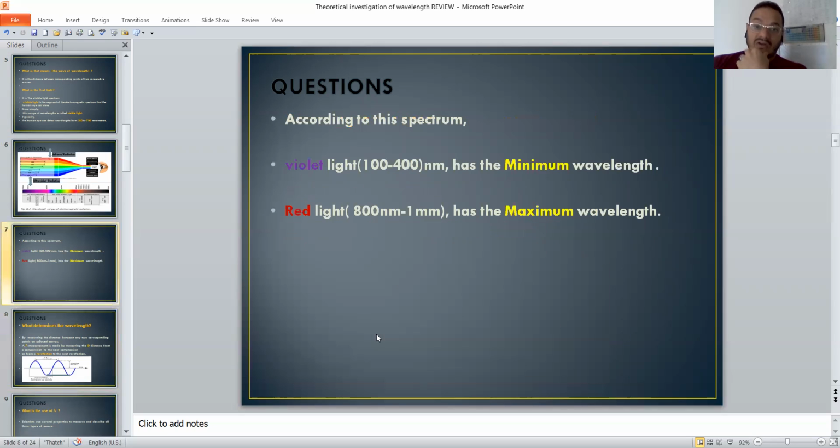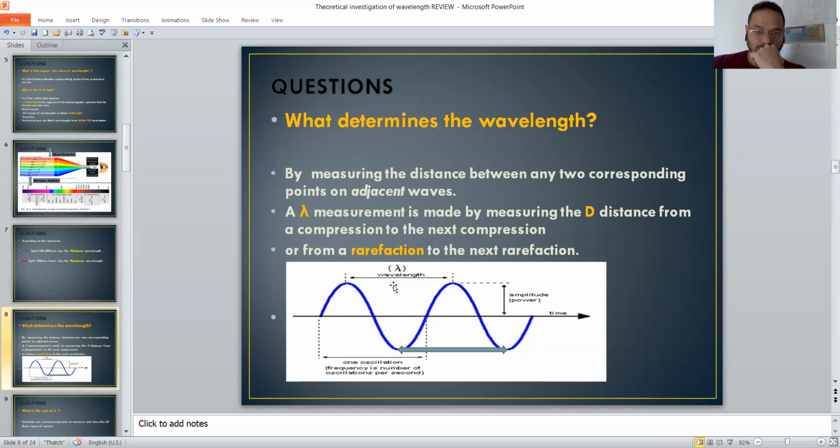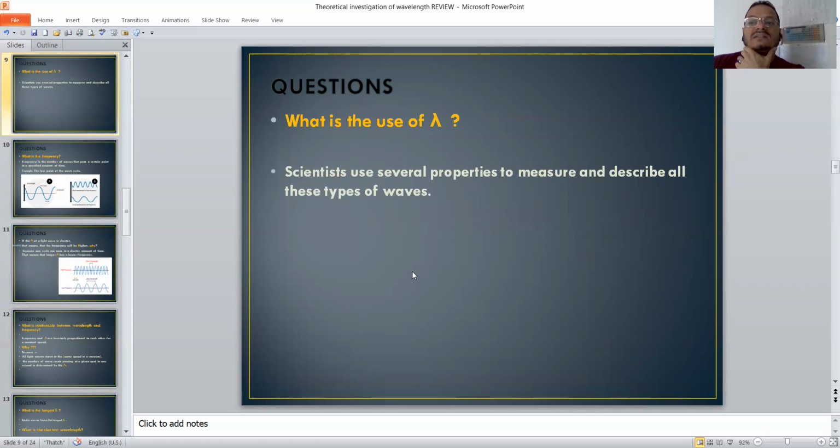After that, we will talk about the frequency and explain it. Now, let's talk about how we use the wavelength and why it's very important to us. Because of its properties, by using it we can measure and describe all types of waves. It is an important tool for us.